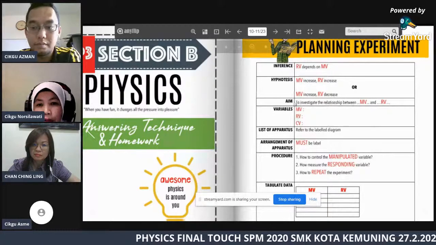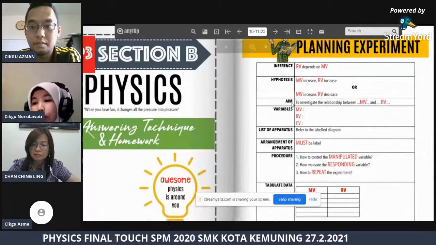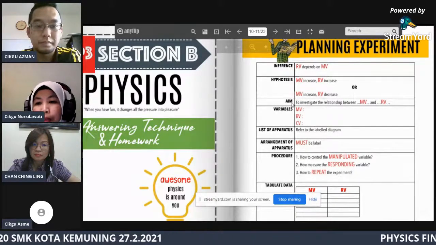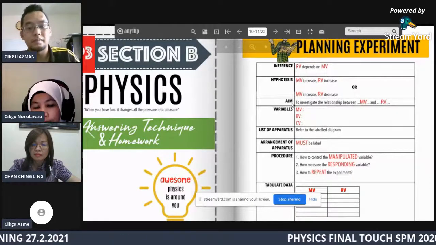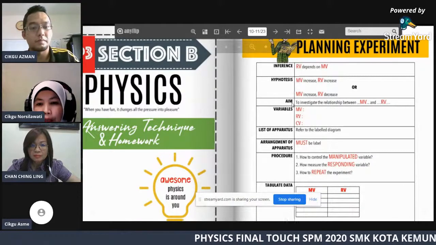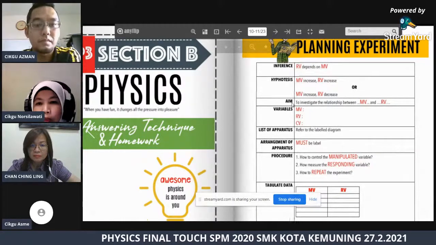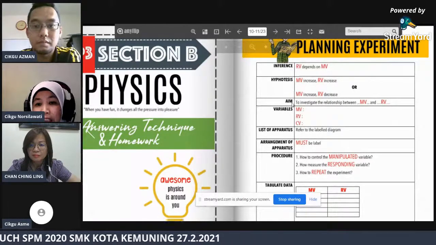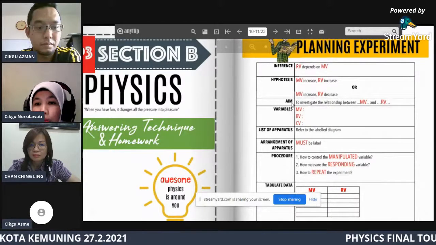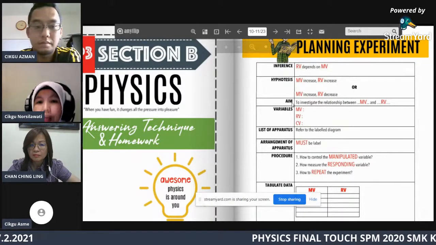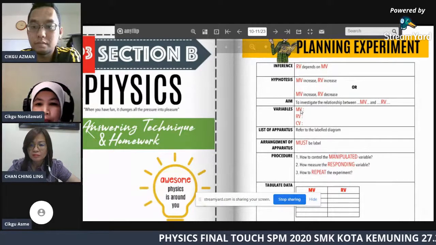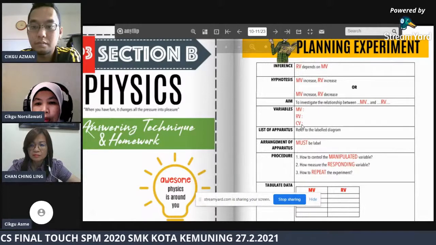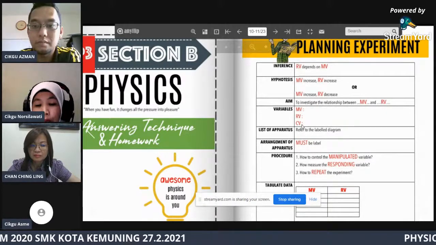And then followed by aim. What is your aim to come to school? To study. To study the relationship between manipulated variable and responding variable. To investigate, to determine, to find out, semua tu boleh guna. Kalau yang untuk bahasa Melayu, untuk mengkaji, untuk mengenal pasti, hubung kait, hubungan di antara, boleh juga. And then variable, you must complete, mesti letakkan tiga-tiga ni: manipulated variable, responding variable, and also fixed, or sometimes you put control variable.